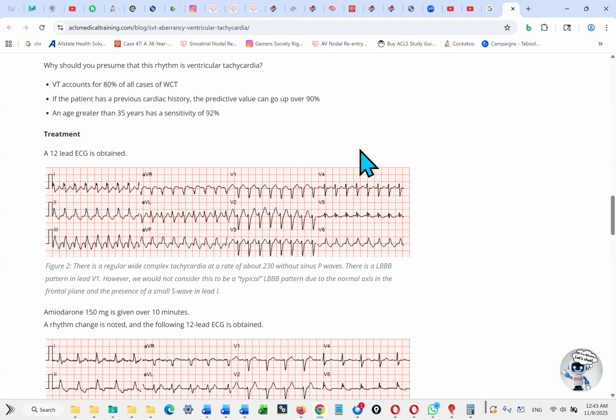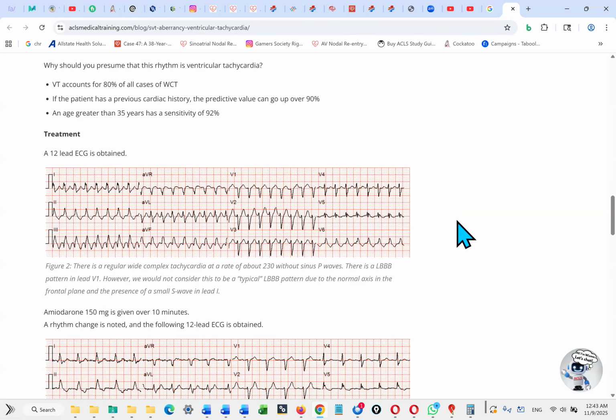The reason SVT with aberrancy is important is when you think about wide complex tachycardia. Wide complex can be because of ventricular tachycardia itself, it can be torsades, or it can be any kind of supraventricular tachycardia that has AV block of some kind. Any of these blocks simply prolong the QRS complexes, but it never looks like ventricular tachycardia.